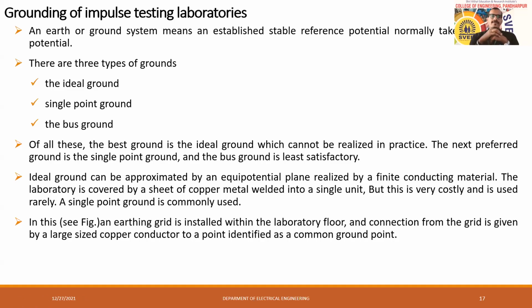So what are the various types of grounding? There are basically three types. First is the ideal ground, second is the single point ground, and the third is the bus ground. We will understand these three grounds one by one, and keep in mind that this grounding will come into your picture whenever you work in any industry as a maintenance engineer or an installation engineer. At that time this grounding or earthing is very important.